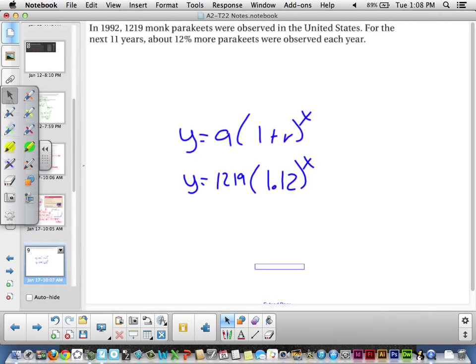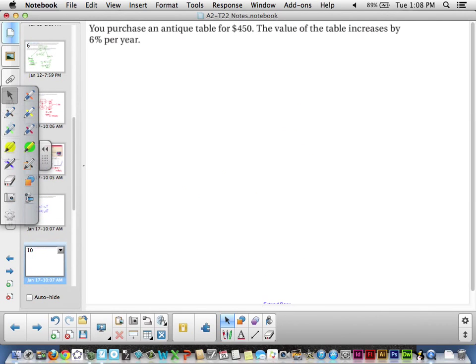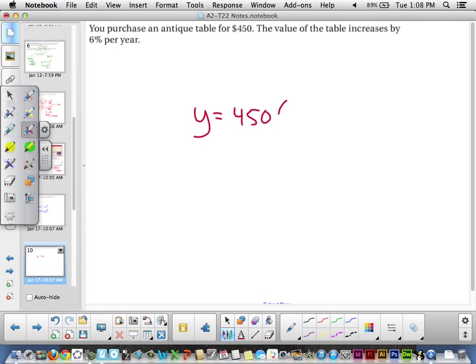All right, try the next one. Pause and go over it. You purchase an antique table for $450. The value increases by 6%. Our equation here, initial value is $450. Increased by 6%, which is 0.06. So 1.06 to the x. That should be the equation. You want to find what it's worth in 10 years, plug 10 into that equation.